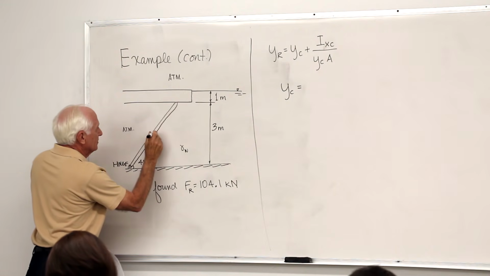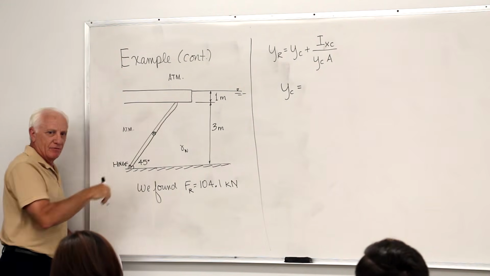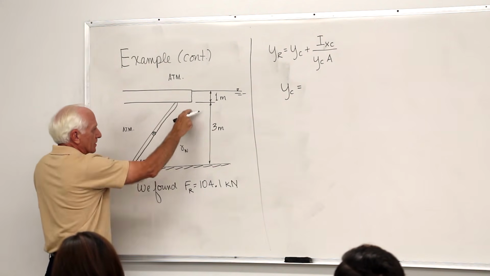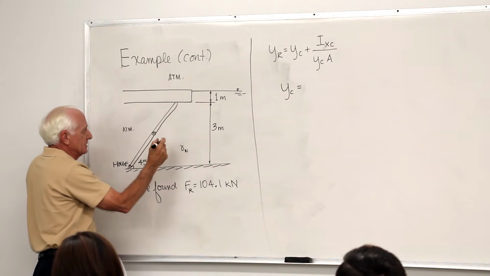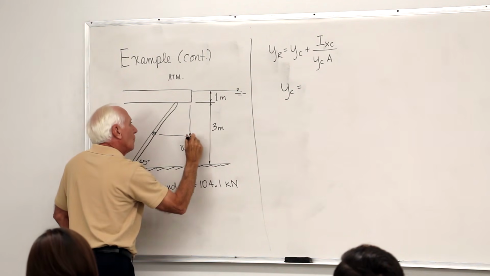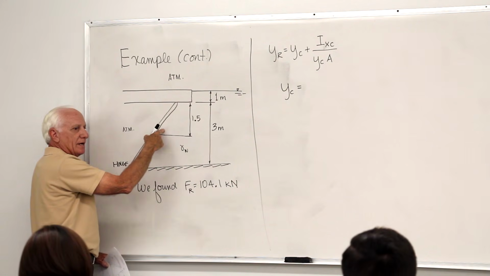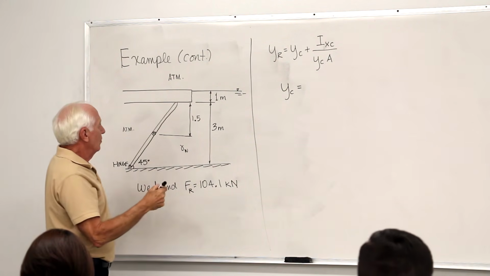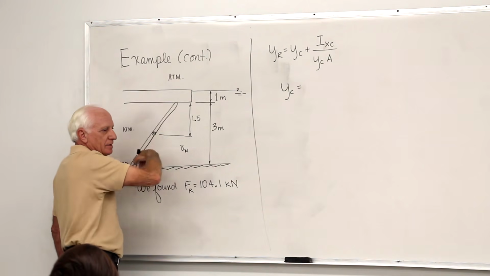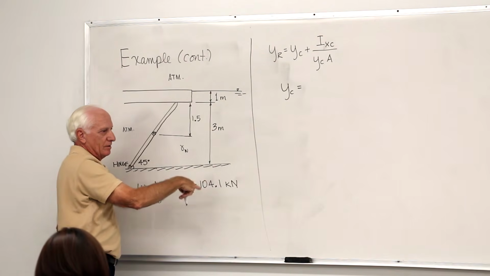Okay, the centroid of the gate right here, the weight acts vertically down from the centroid. If the top to the bottom of the gate is 3 meters, the distance down to the centroid is 1.5. 45-degree angle. Y sub C is measured along the inclined direction. H is measured vertically up and down.